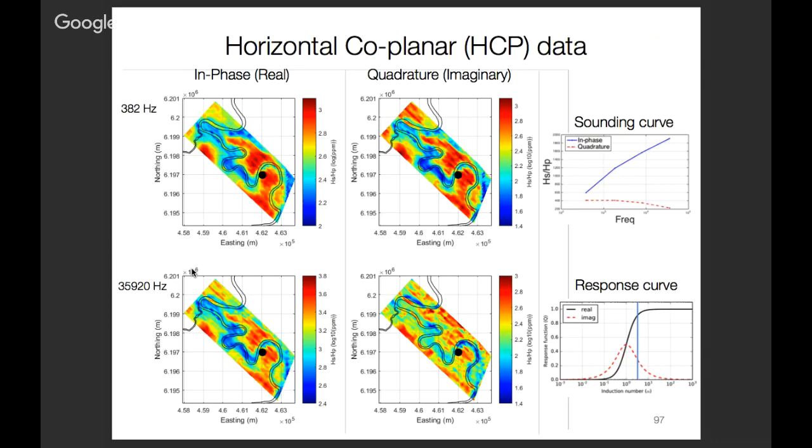So this is your data. This is kind of a ratio of the secondary to the primary fields. So the red is high, so that should be indicative of something that's conductive. Blue is low, so that should be resistive.